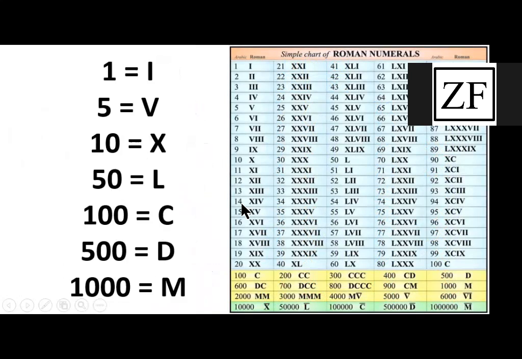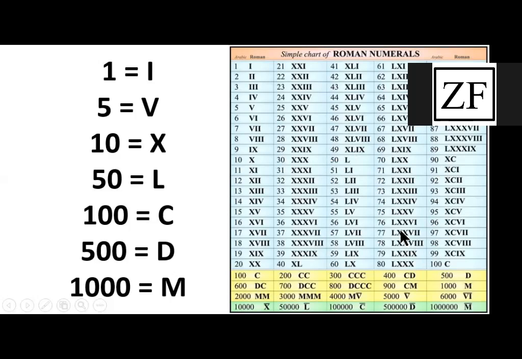Okay, and so by putting those together, 3 X's is going to be 30. But they didn't want to put 4 X's. They would just put 50 would be this. And so if it's 40, they'd put 1 X before an L. So XL would be 40. L is 50. L with an X would be 60. And there's 70 with 2 X's. And there's 80 with 3 X's. But 90 is X before a C. So it's 10 less than 100. So that's why it's 90.